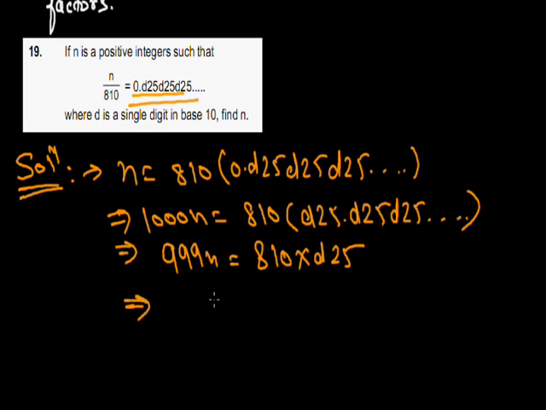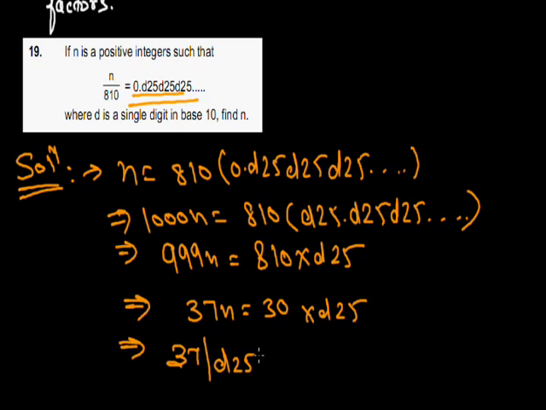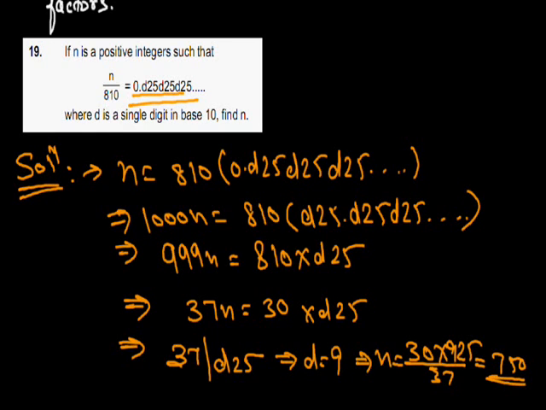By dividing the given equation by 27, we will have 37n is equal to 30 times d25. From here we have that 37 must divide d25, which is possible only when d is equal to 9. So the value of n will be given as 30 times 925 upon 37, that is equal to 750. Let us move to our next question.